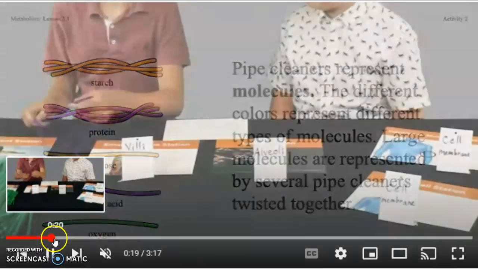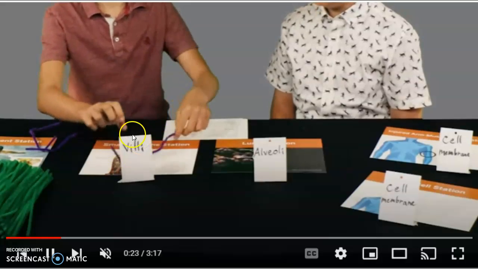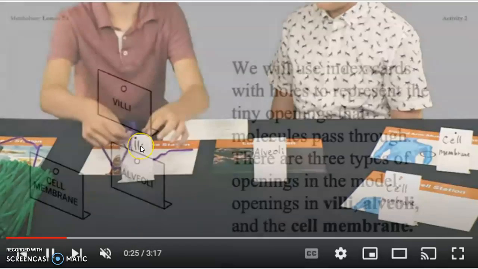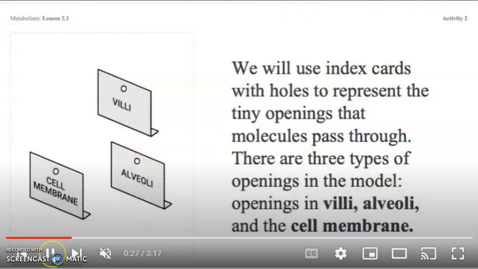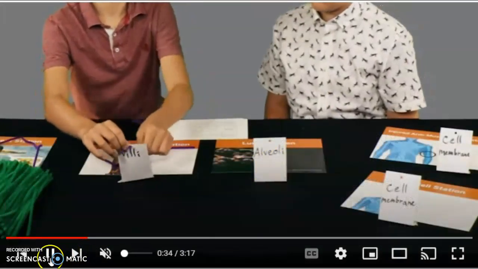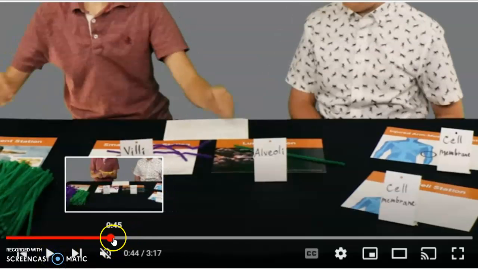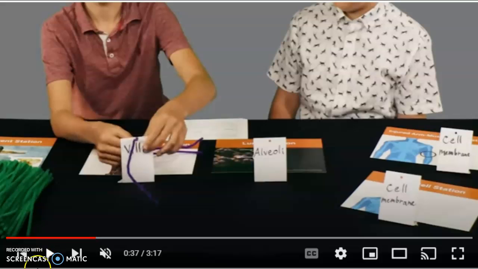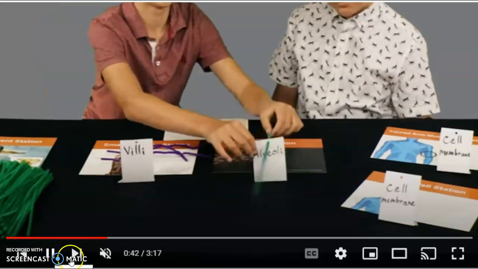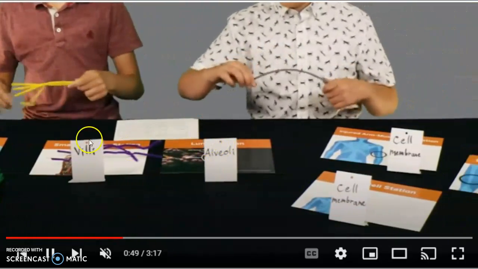So if you get a protein, it's going to need to be broken down and pass through, for example, the villi. So the small intestines will take in proteins. It'll pass it through the villi. And we're going to use those cards to help us to represent openings that the molecule will pass through. So you can see them doing that here. If you notice here, they're passing oxygen into the lungs through the alveoli. So in the lungs, you'll need oxygen, and you'll have to pass that through the alveoli.